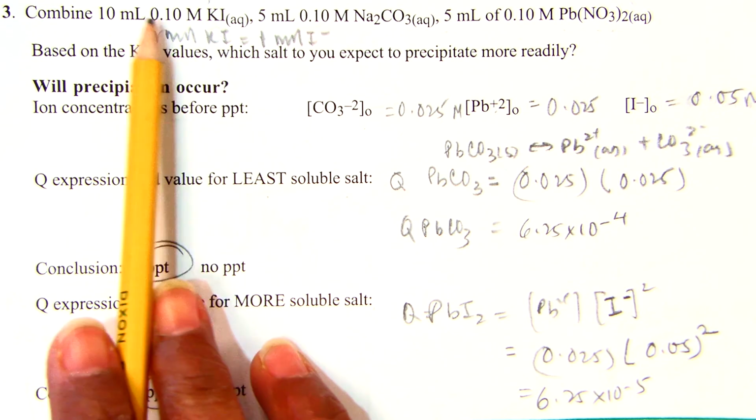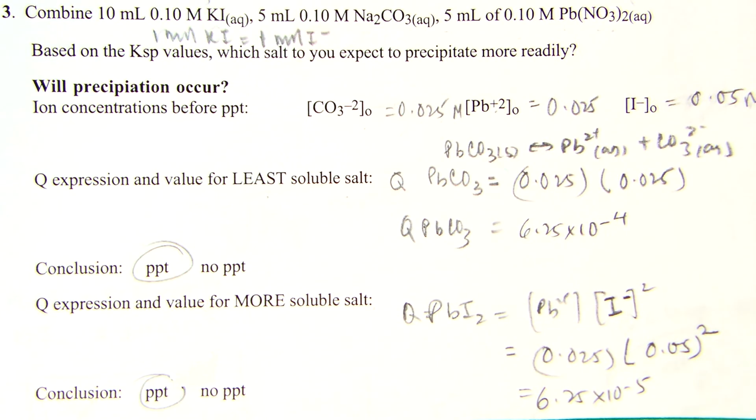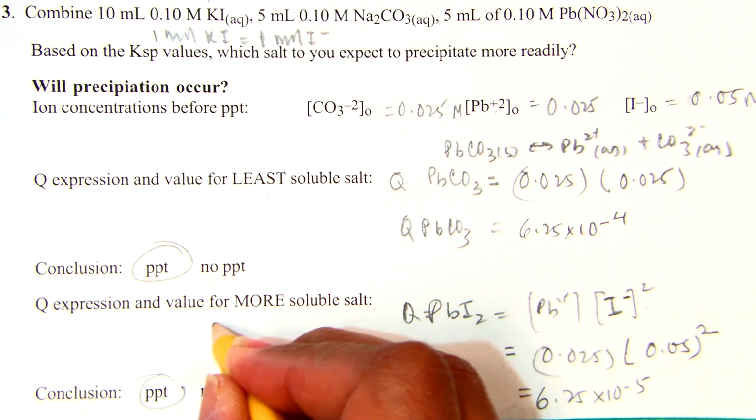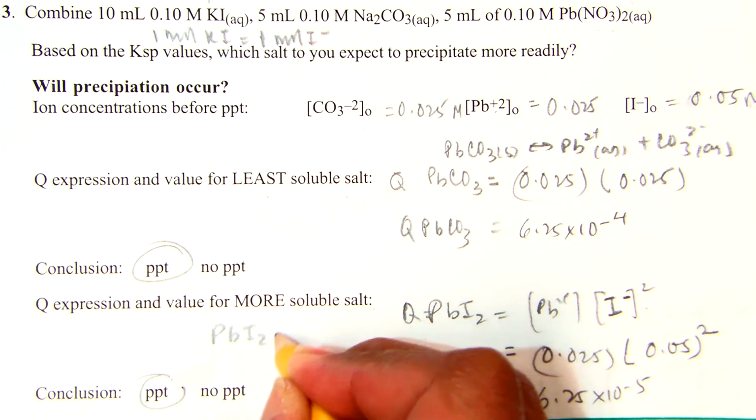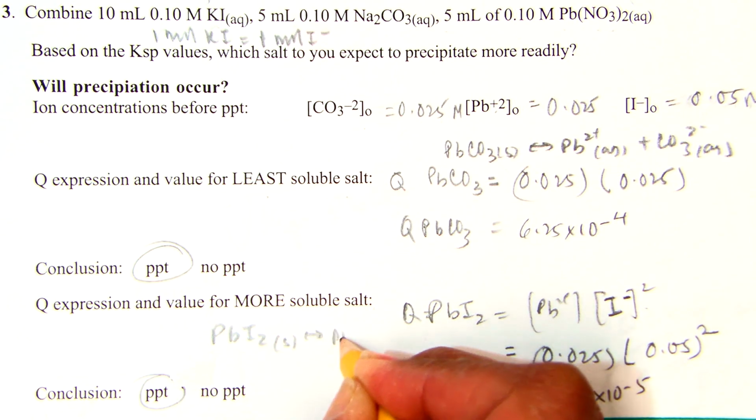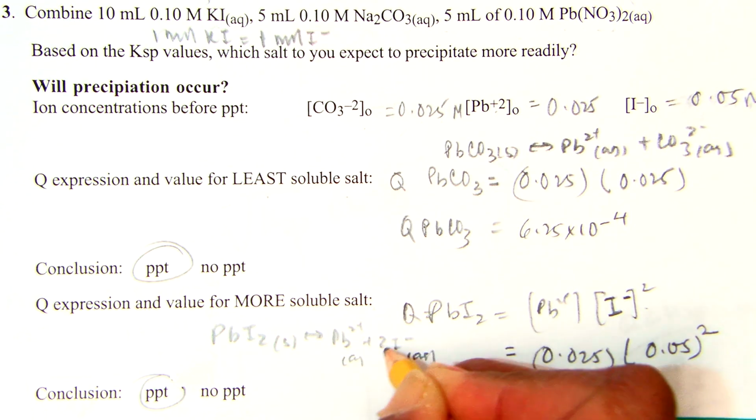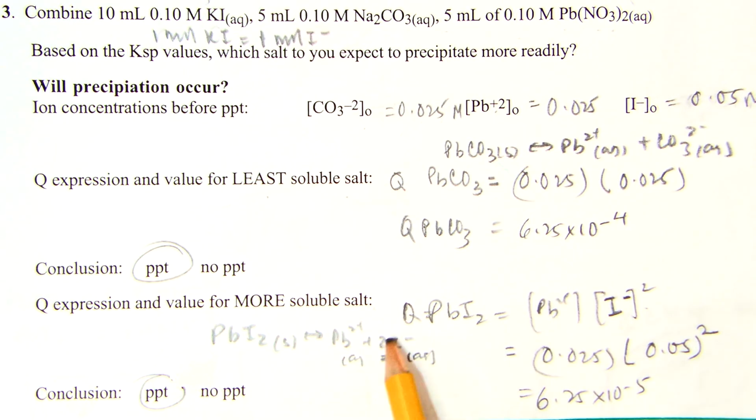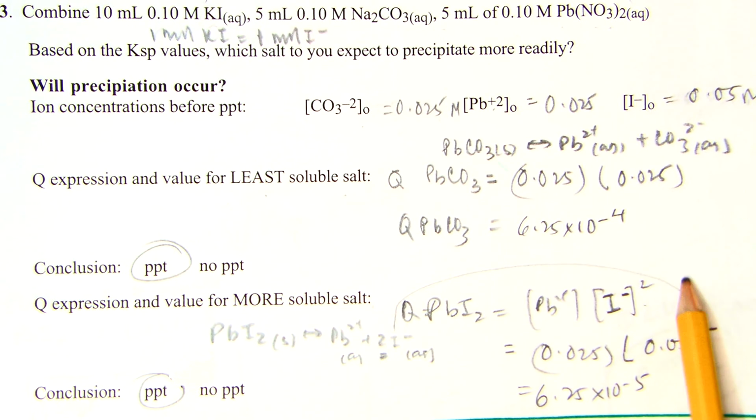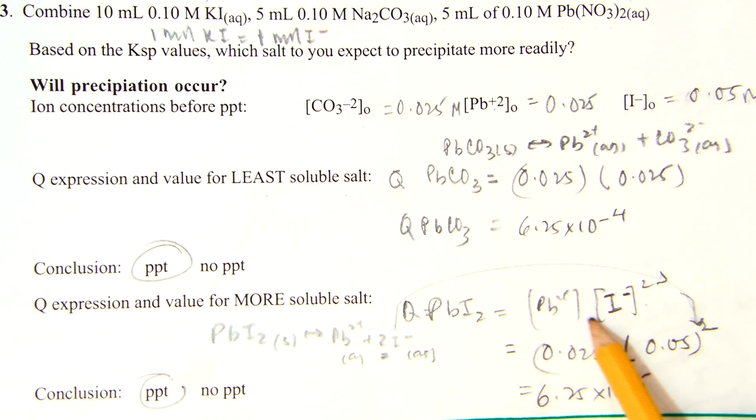So we write that, but we still square it. We don't have a 2 in front of I, but we still square it, because when you write the Ksp expression for PbI2, it's Pb2+ times I minus squared. So there is still a 2 here, which shows up here and here. But there is no 2 here, because in KI there is only 1 I minus. Okay, and we predict that a precipitate forms, which it does.